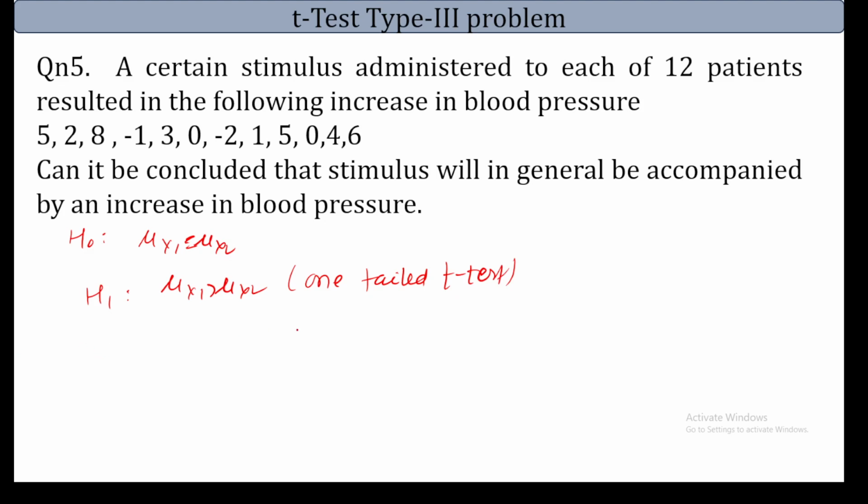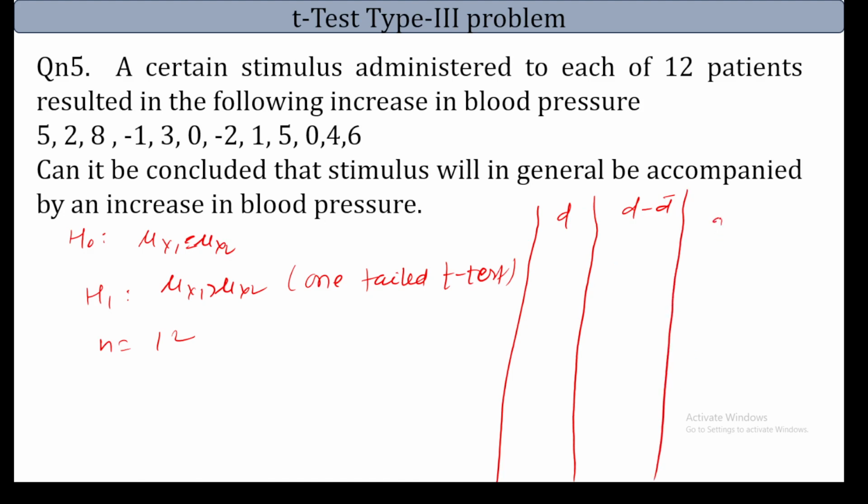Okay, so they have given the number n is equal to 12, and we'll go make the table. Let's see if I'm able to do it here or not. d is already given, so we can calculate d minus d bar, then go for d minus d bar whole square. Can someone calculate the d bar?